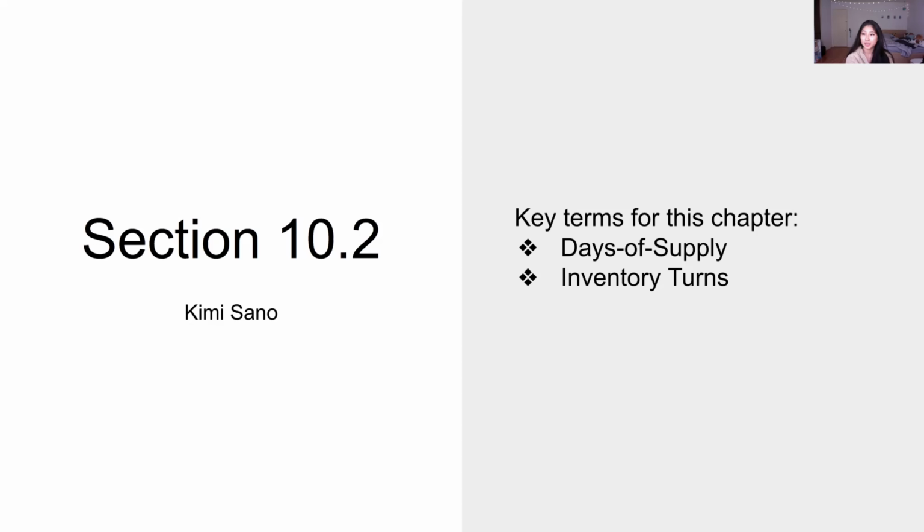Hi everyone, my name is Kimmy Sano. I'm a third-year marketing major here at Cal Poly Pomona, and I'm going to be discussing today section 10.2. Just before I go into more details of the chapter, I wanted to bring up the key terms that I will be discussing today. The two main points that I'm going to be touching on are the days of supply and inventory turns. I'm going to provide some definitions, some examples, and some reasonings as to why one would want to look for both of these important pieces of information and to figure out how to interpret the data as well.